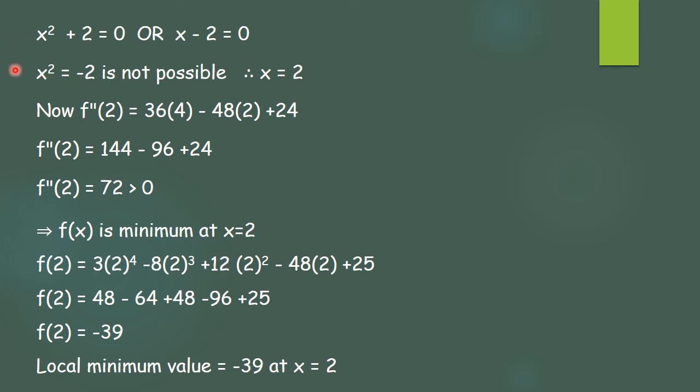But if you get one more value of x, for that value also we will check f double dash and we may get the minimum as well as the maximum value. Now this was a local. We have to find out the absolute because the interval is given.